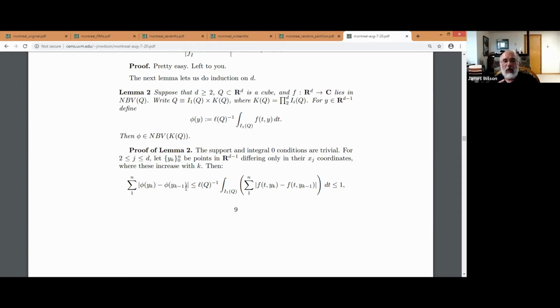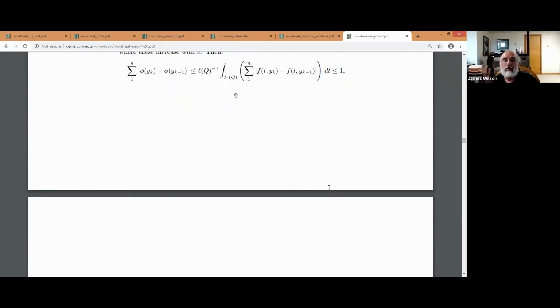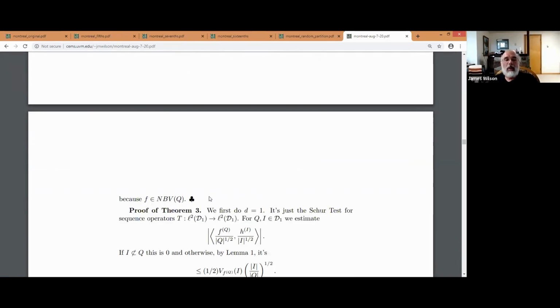It's basically a matter of bounding sums like this with certain points in R^(d-1), and it basically comes from the fact that these sums are controlled for f, because f is an NBV, and then just integrating a bunch of sums that are all bounded by 1. Okay, so nothing to it. So we get that.